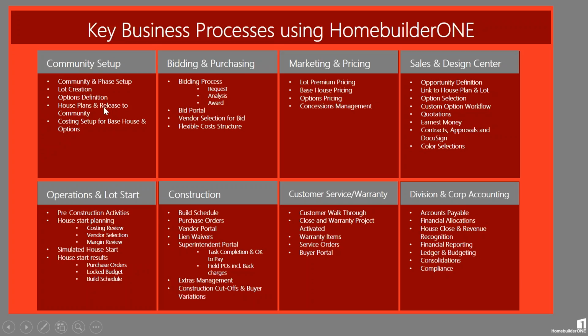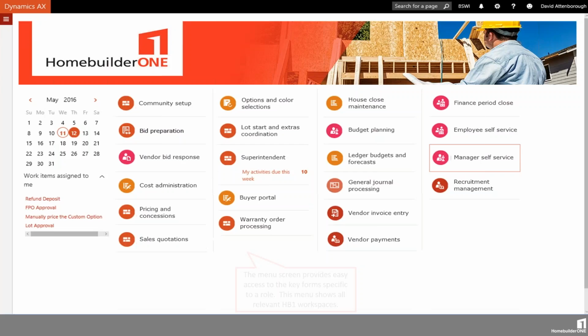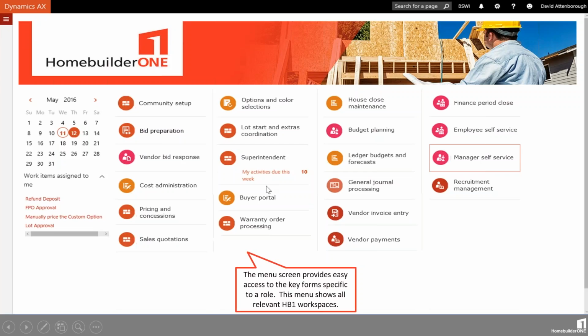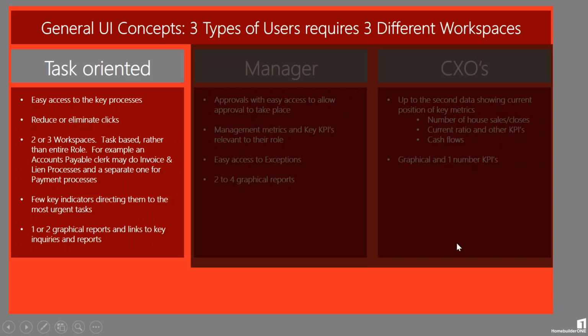So we're going to start off with the community area. Before we do that, let's just take a look at and orientate ourselves with the AX and HB1 platform. So this is a menu screen that, with full access, you see various different things in here. So, pricing and concessions, options and colors, various different things which are called workspaces, and you'll get a sense of what a workspace is in a moment. This is a navigation menu.